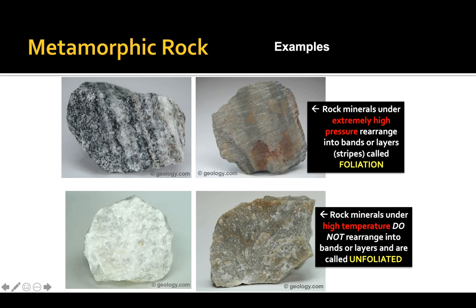And then you can see that we have high temperature. We do not get stripes, but we do get different rocks from what they started. So these are new rocks. They are not the same as the sedimentary rocks that they began as.